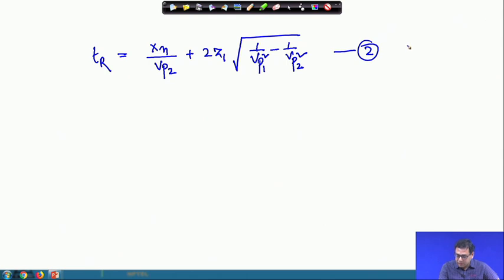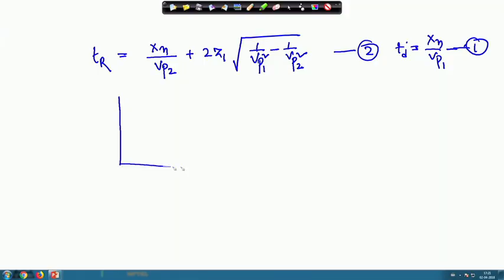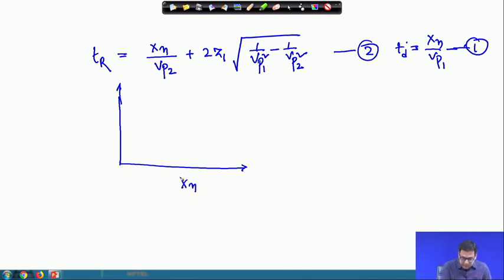Our equation number 1 was the direct rays equation, that is T_d equal to x_n by V_p1. So we have the refracted rays travel time equation and the direct rays travel time equation, and we are measuring the first travel time. So instead of taking one particular geophone, here also we will take n number of geophones and then draw the graph. This is our x_n and this is the t. Remember that this t is the first arrival time of the wave.